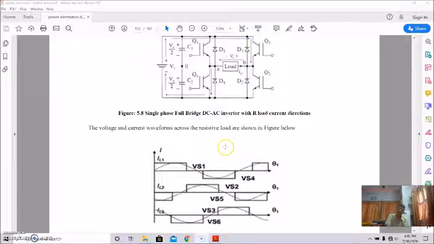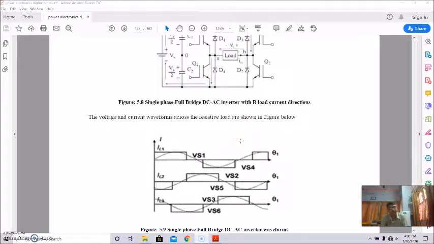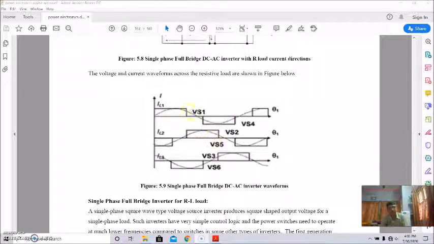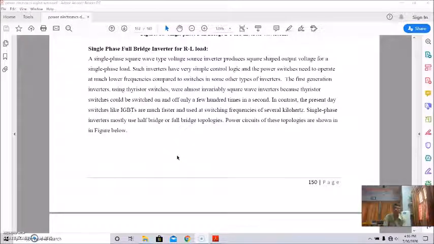And the voltage and current waveforms across the resistive load are shown here. So this is all about the single phase full bridge DC to AC inverters with resistive load. Now I think it is clear. Okay, so now we'll discuss the single phase full bridge inverter for an inductive load.